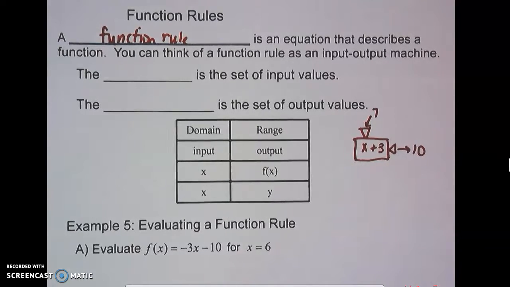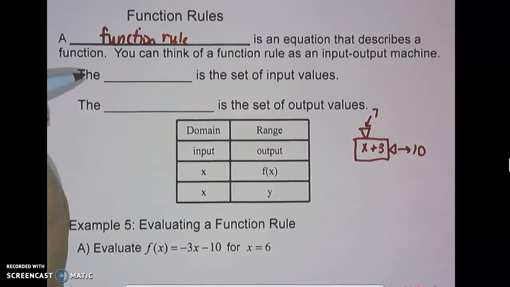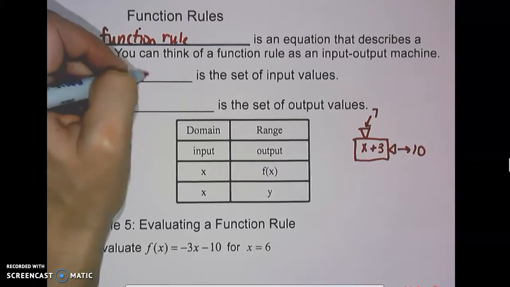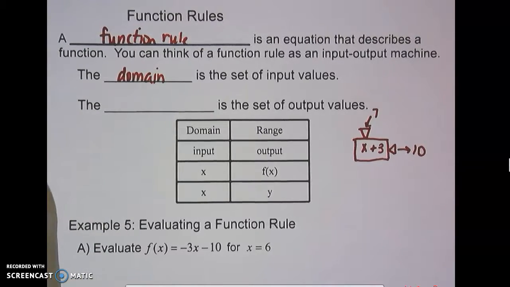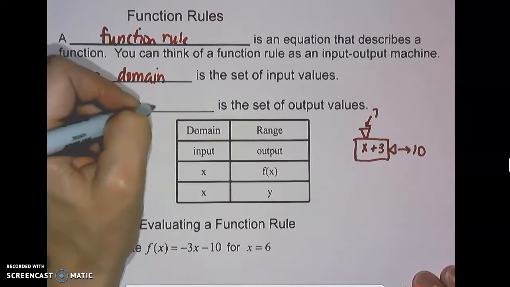That's a function rule. X plus 3 is the function rule. What do you do when you take something that you're inputting? How does it change to give you the output? Okay? So let's refresh our memory with input and output from last time. The input is going to be our x's, what we're plugging in there. So that means that that is going to be our domain. The output, what we get out after we perform a calculation, is the y value. So that's going to be the range.